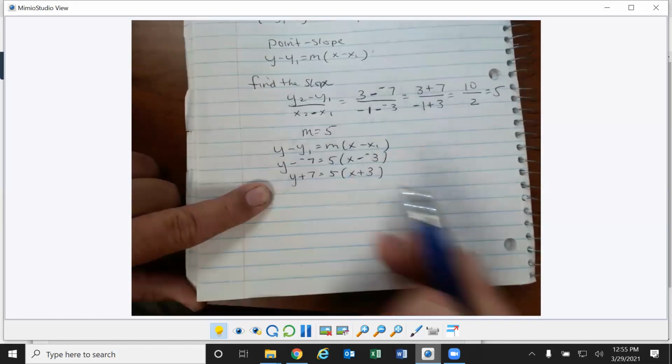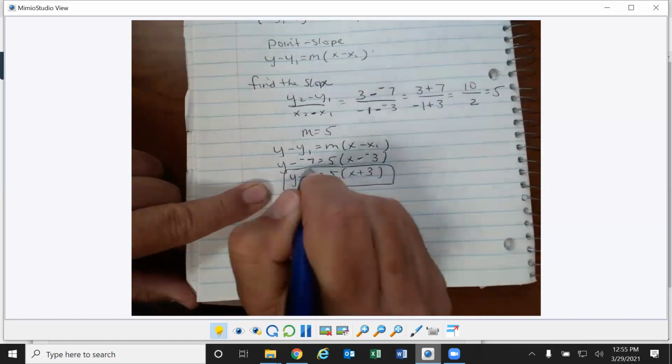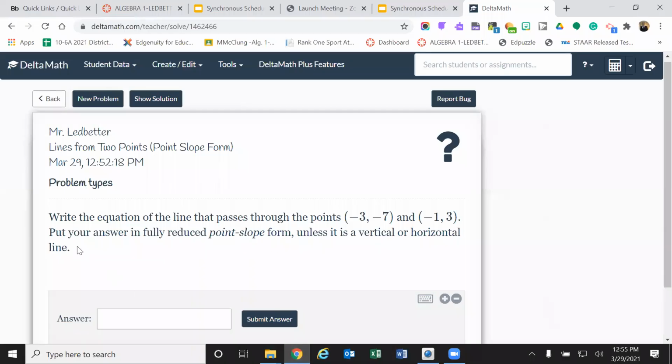Now, we don't have any fractions to reduce. This looks like it's in point slope form. So I'm going to read the directions just to make sure that we're not missing something. So let's go back. It says, put your answer in fully reduced point slope form. Okay, so we have it. All right, so I'm going to go ahead and put y plus, because it's a plus 7, equals 5, open parentheses, x plus 3. So all I did was put down what we have as an answer.